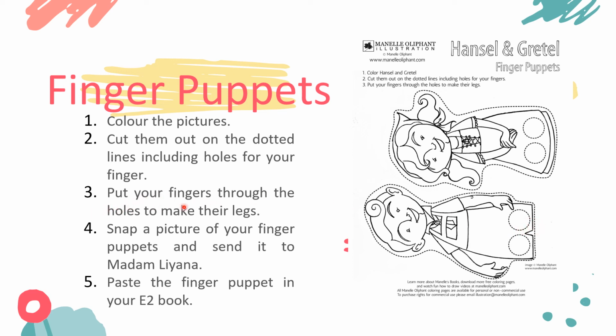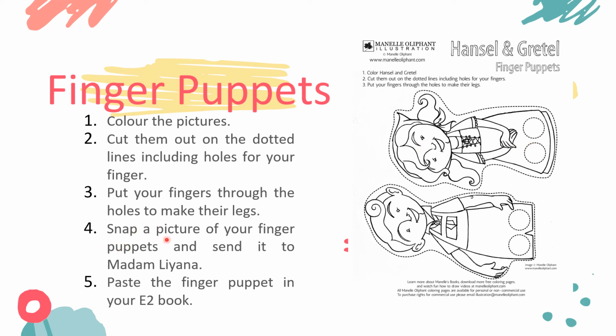Next, number 3, put your fingers through the holes to make their legs. Okay, kemudian bila kamu dah warna, dah gunting, masukkan jari kamu di lubang ini. Ada 2 jari, untuk 2 jari. Okay, masukkan, untuk kononnya jadikan dia sebagai kaki puppet tu.